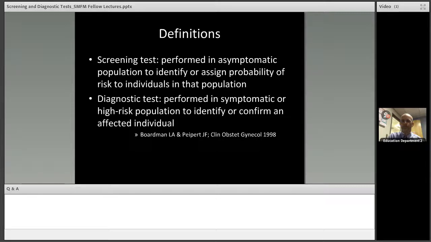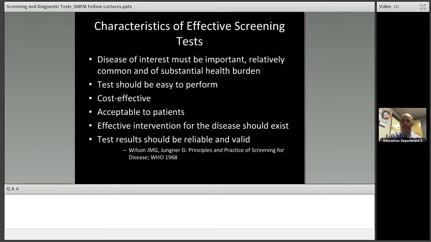So as a definition, screening tests are tests that are performed in asymptomatic populations to identify or assign probability of risk to individuals in that population. On the other hand, diagnostic tests are performed in symptomatic or high-risk population to identify or confirm an affected individual.